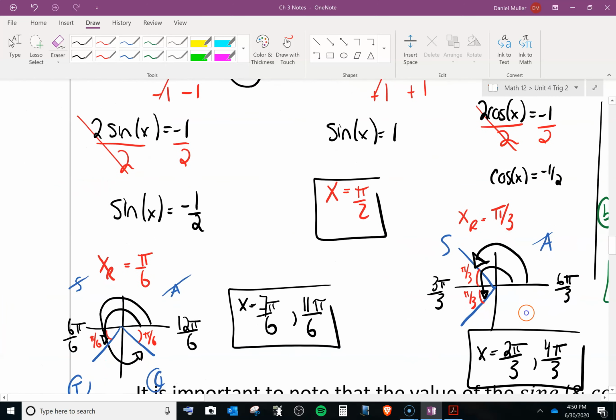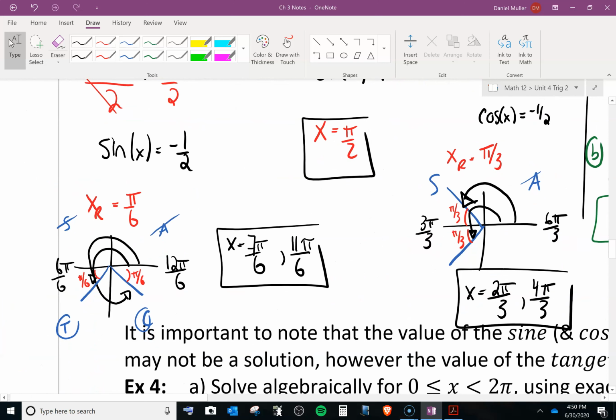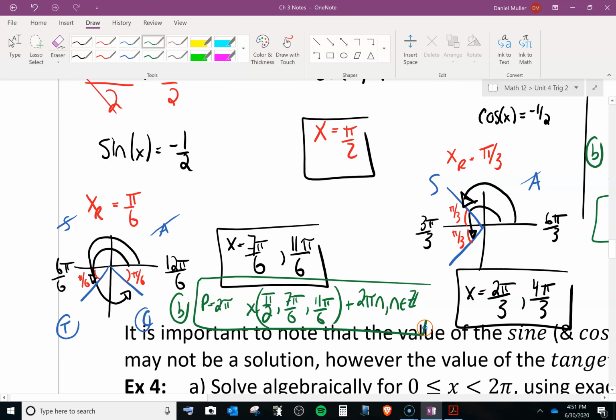Now over here, sine also has a period of 2 pi. So sine and cosine both have a period of 2 pi. Tangent has a period of just pi. So when we do our answers, we'll do all of them. We got x equals pi over 2 from here, and then we have a 7 pi over 6 and an 11 pi over 6. So all of these, and you can add 2 pi as many times as you want. So 2 pi n, where n is an element of any integer, positive, negative, or 0. So that is how you do it.